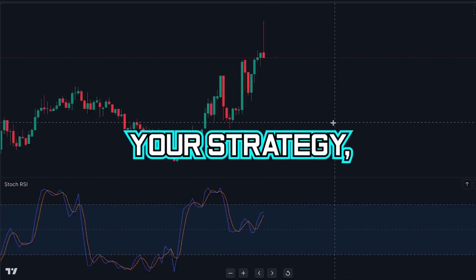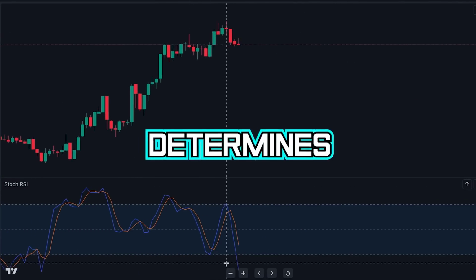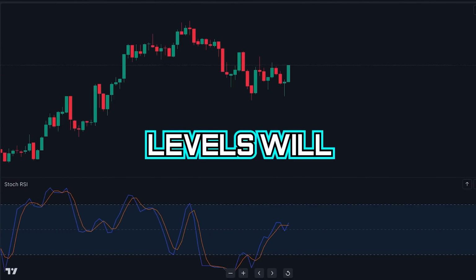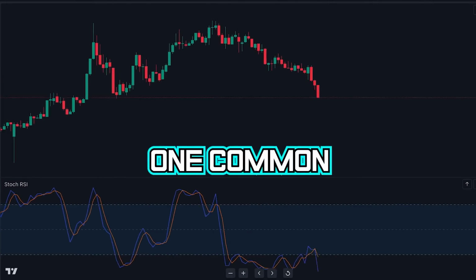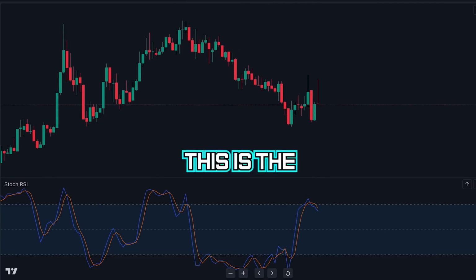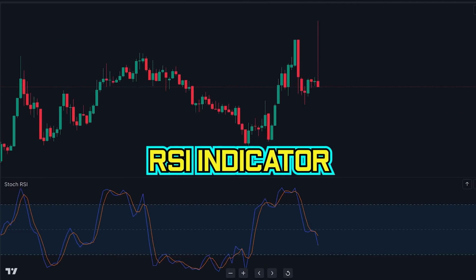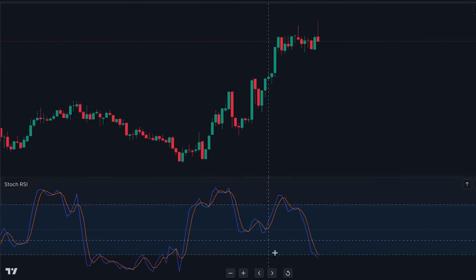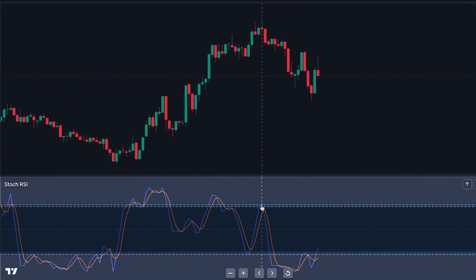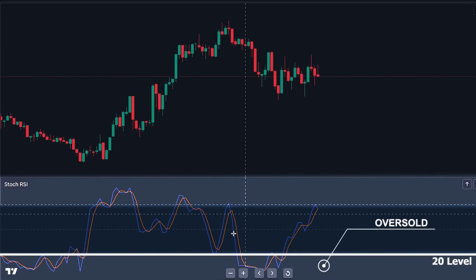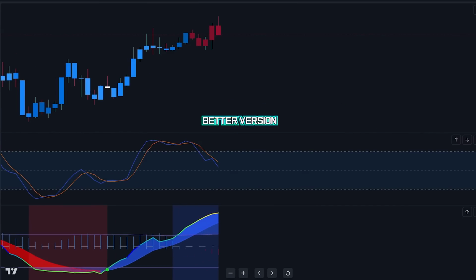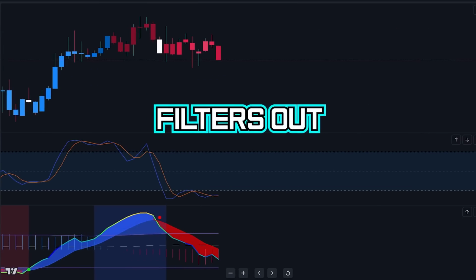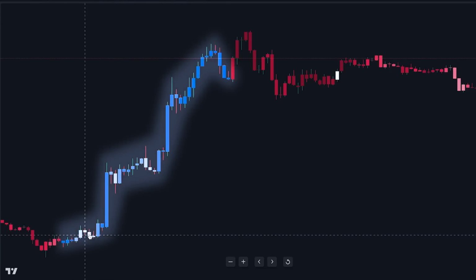Regardless of your strategy, having a momentum oscillator that determines oversold or overbought levels will be a critical part of your success in trading. One common indicator often used to detect this is the stochastic RSI indicator, known for its ability to detect overbought and oversold levels by oscillating between the 20 level for oversold and the 80 level for overbought.